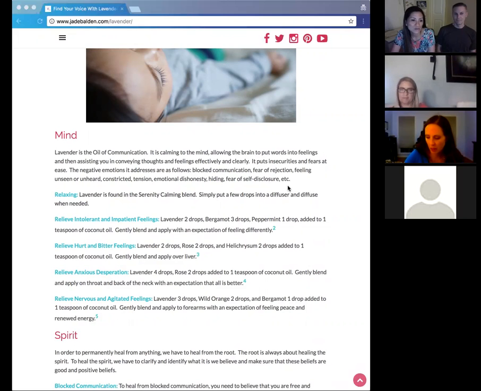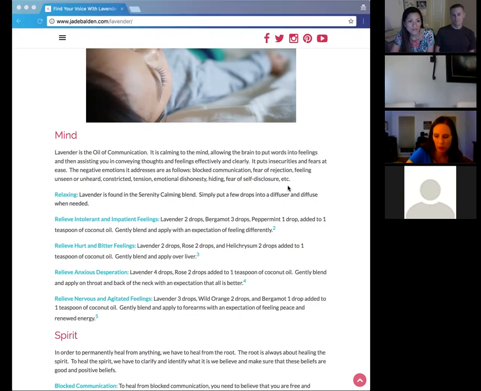Okay, for those people that are struggling with this, 2 drops of lavender, 2 drops of rose, if you do have rose, and 2 drops of helichrysum. If you don't have rose, there are a few blends that have rose in it. The Healing Hands is the best way to get your rose, because it's not one that you can buy. Every year they have a competition where you can win a bottle. And you can apply it over the liver. Okay, Immortelle also has it as well. That's an awesome oil. Okay, so that's for relieving hurt and bitter feelings.